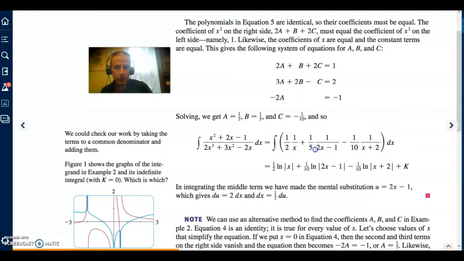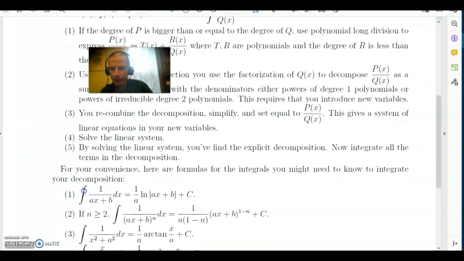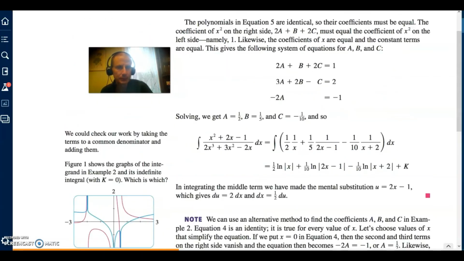Now, using the rules that I showed you, in fact, for this, we only need that first rule, where the integral of 1 over (ax plus b) dx is 1 over a times natural log of the absolute value of ax plus b, plus C. We immediately get that the answer is 1/2 natural log absolute value of x plus 1/10 natural log absolute value of 2x minus 1, because you wound up dividing by this 2. That's where the 10 comes from. Minus 1/10 times natural log absolute value of x plus 2, plus some constant.